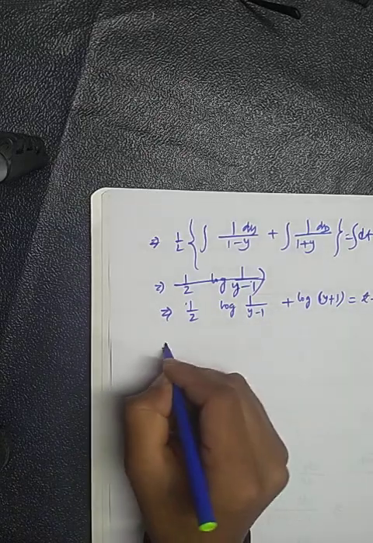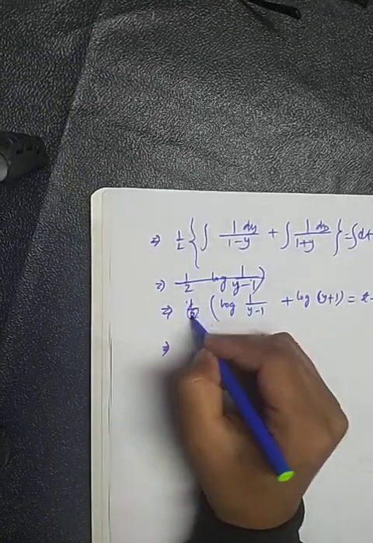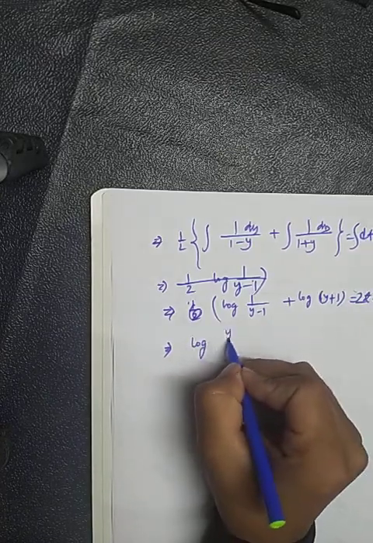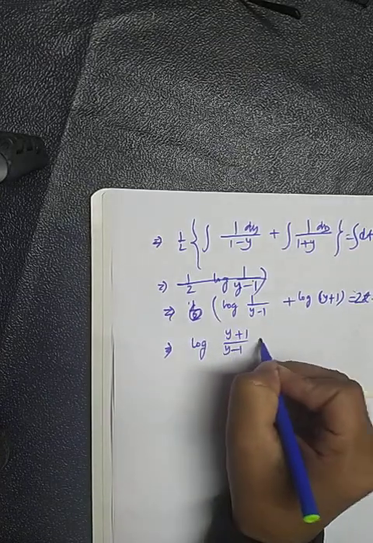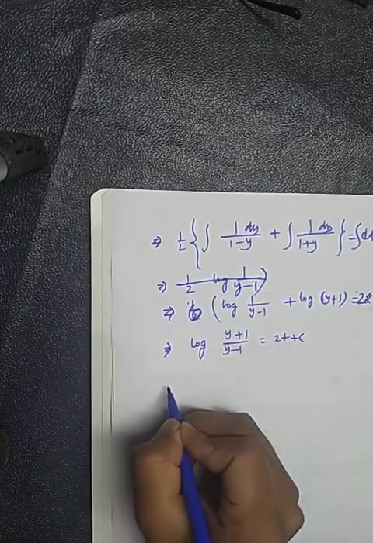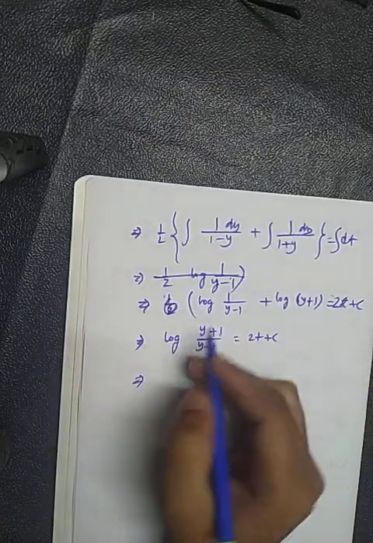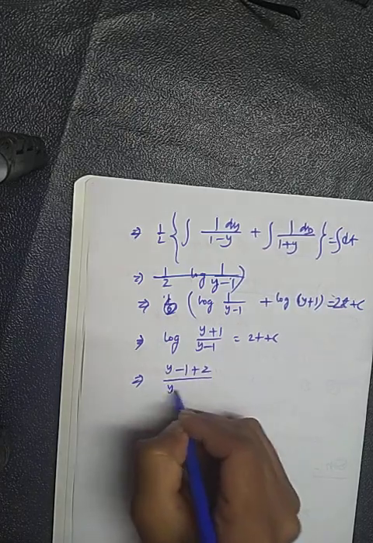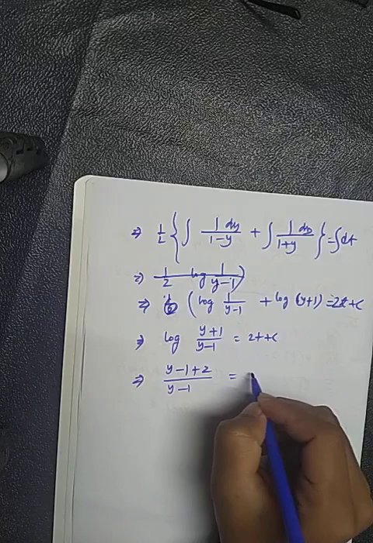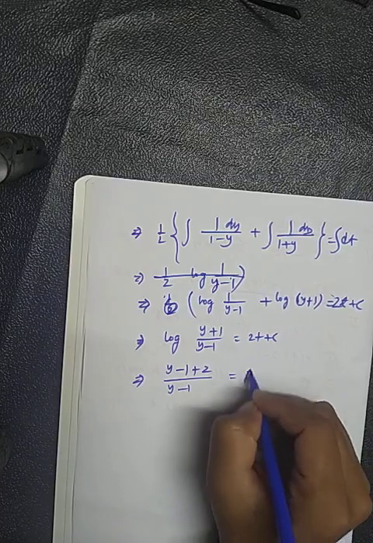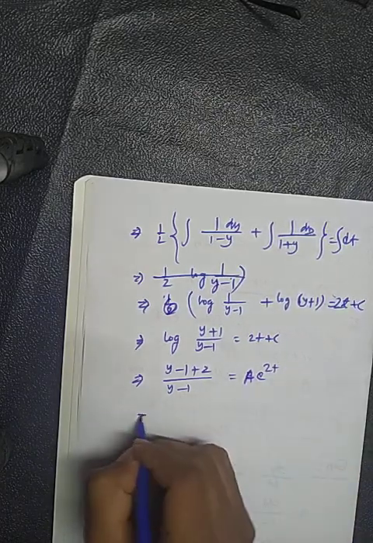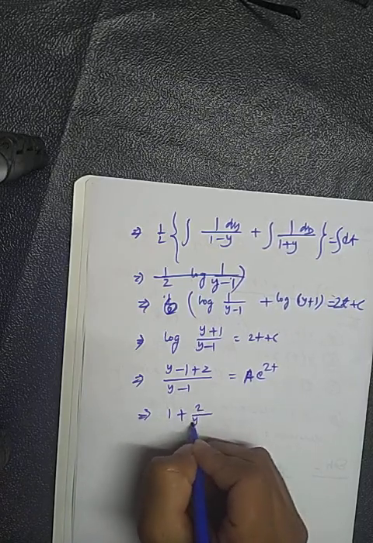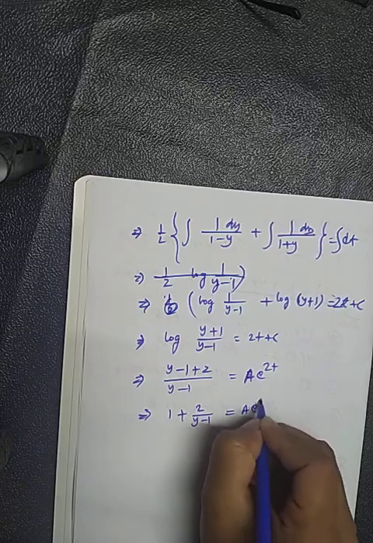So this implies 2t plus c. So log of (y plus 1) divided by (y minus 1) is equal to 2t plus c. So what we will have, (y minus 1 plus 2) divided by (y minus 1) is equal to e to the power 2t. If we break it, 1 plus 2 by (y minus 1) is equal to e to the power 2t.